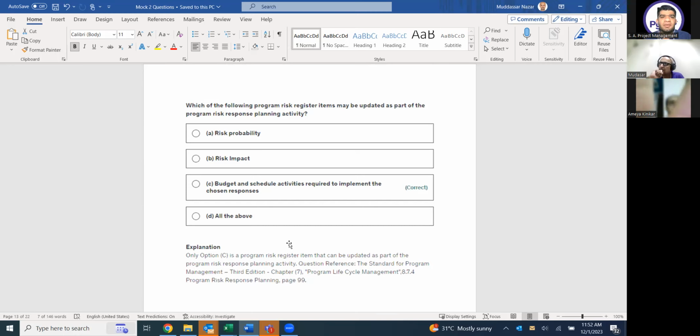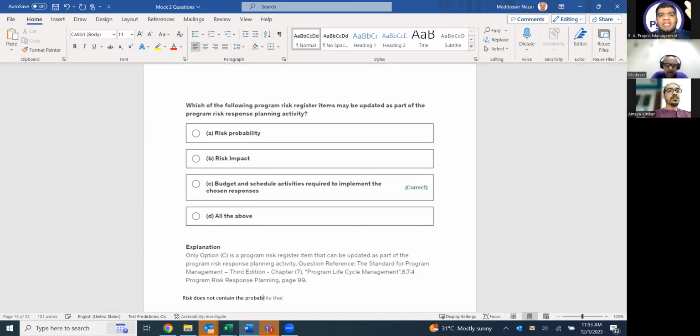No. The question here is, which of the following program risk register items may be updated as part of the program risk response planning activity? He is asking you about program risk register items. What is in the risk register? In the risk register, I don't have risk probability. This risk probability will come once I am analyzing the risk. So in the risk register, the items can only be the activities, budget and schedule activities required to implement the chosen response. The risk probability is not a risk.